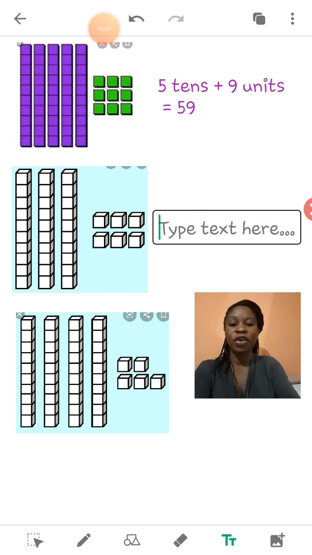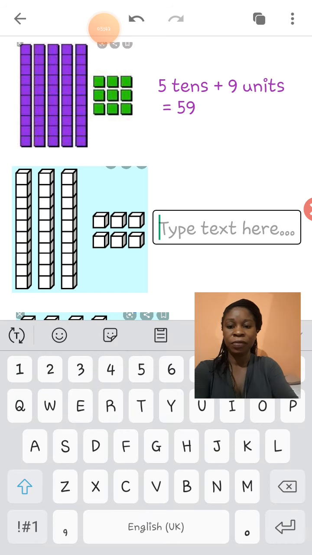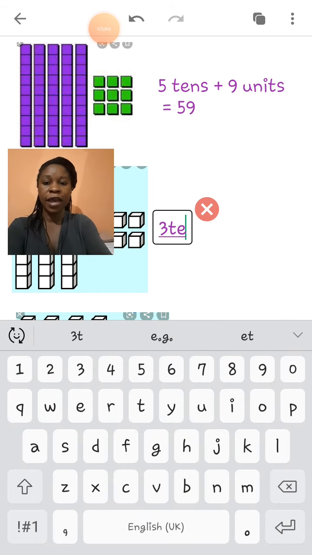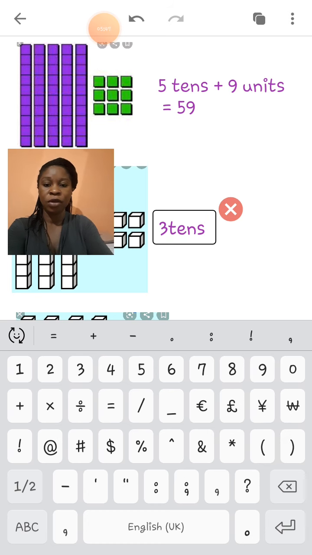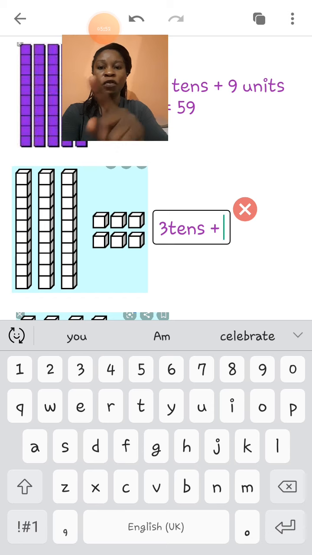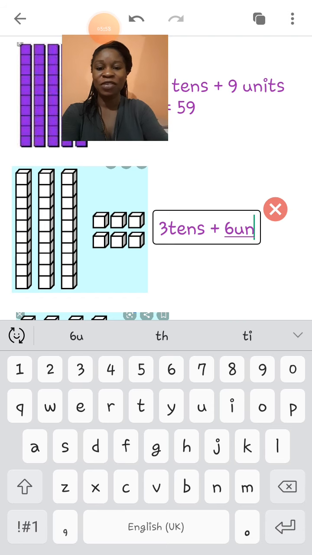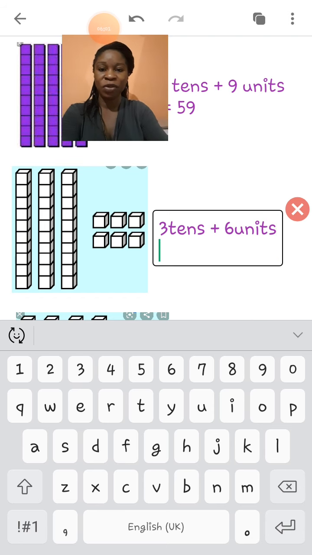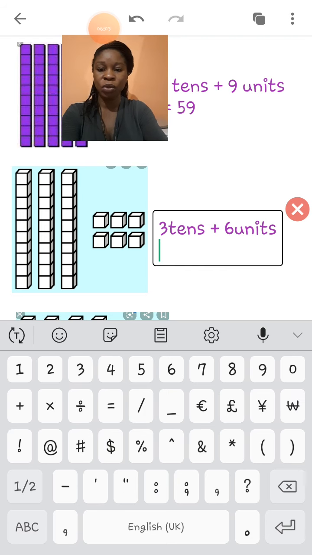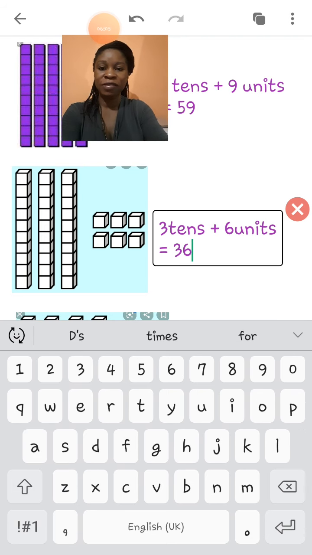So we have here 3 tens, plus, now let's count the number of units. We have 1, 2, 3, 4, 5, 6. So we have 3 tens plus 6 units, which will give us 36. Isn't that easy? Quite easy. Just follow the procedure, follow the principle, follow it in order, and then you will not make mistakes.